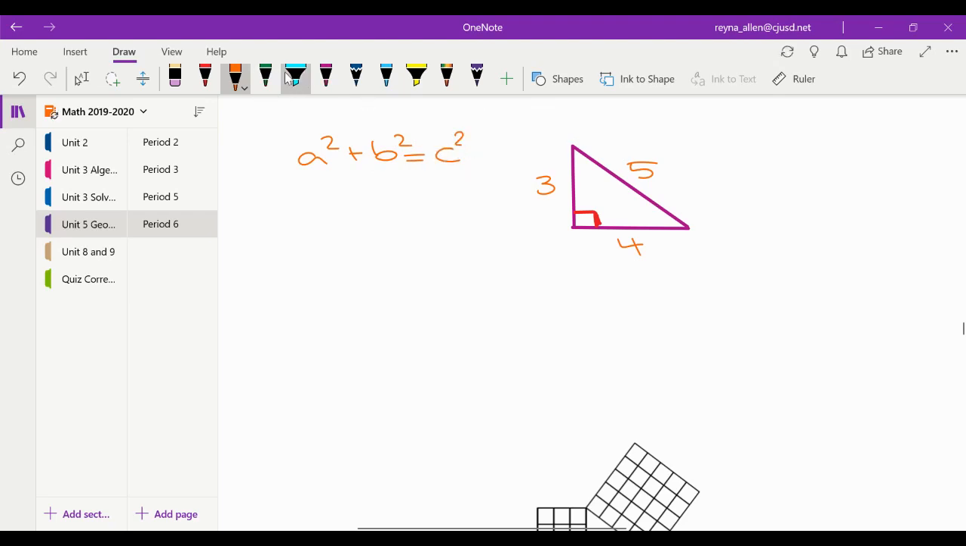So first what I would do is I would label my sides. So we know this one, 5, is the opposite of our right angle. So we would label that as C. The other ones, we can go back and forth. It doesn't really matter. We can say A is 3 and B is 4. If you wanted to switch those out, that would be fine. So what it is telling us is I need to square my side that has 3.